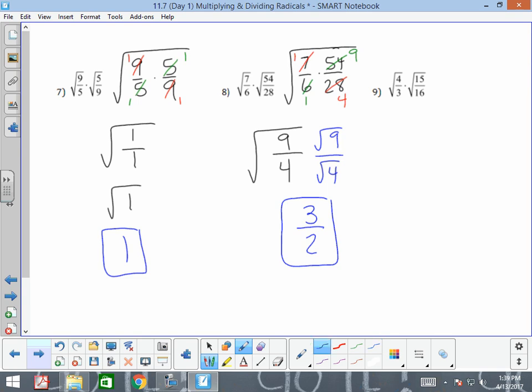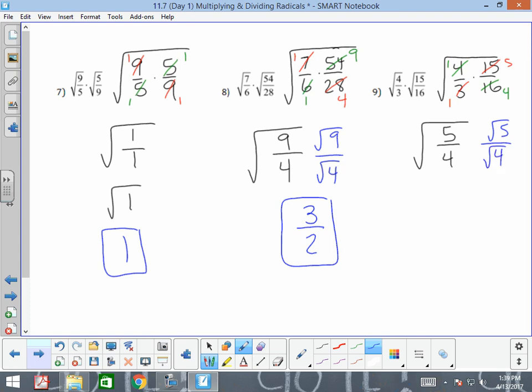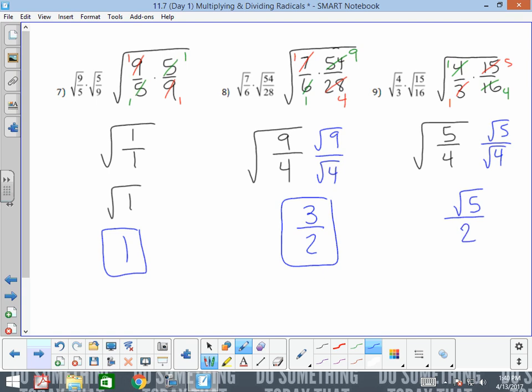All right, last one. We have 4 over 3 times 15 over 16. Let's reduce. 3 and 15 will both reduce by 3. 4 and 16 will both reduce by 4. So top times top. In the numerators, 1 times 5 is 5. In the denominators, 1 times 4 is 4. So this is the square root of 5 over the square root of 4. Well, 5 is already prime, so that's just going to stay underneath the radical. But the square root of 4 is 2. So this answer is square root of 5 over 2.